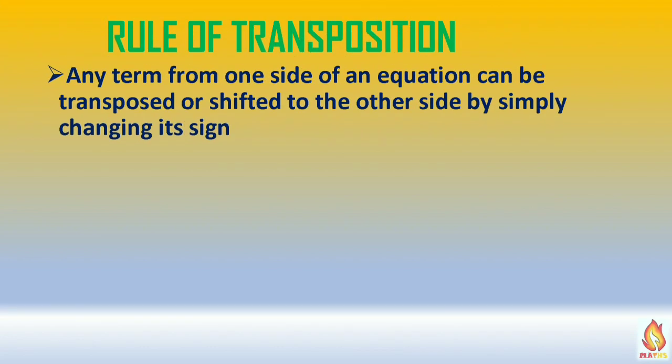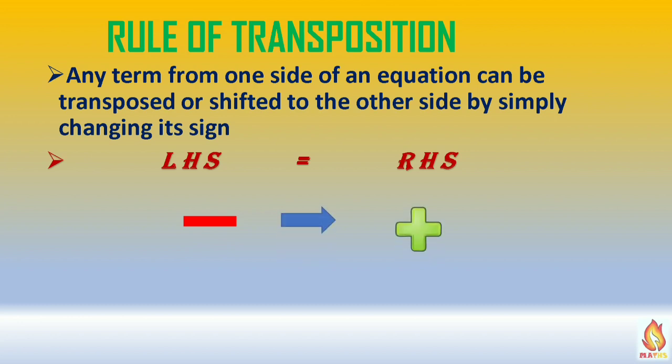Now, what is the rule of transposition? The rule of transposition is that any term from one side of an equation can be transposed, or shifted, to the other side. Already I have explained. Whenever we change its side from LHS to RHS or from RHS to LHS, if there is a negative term, when we transpose it to RHS, it becomes positive. And when there is a positive term in LHS, when we transpose it to RHS, it becomes negative, simply.